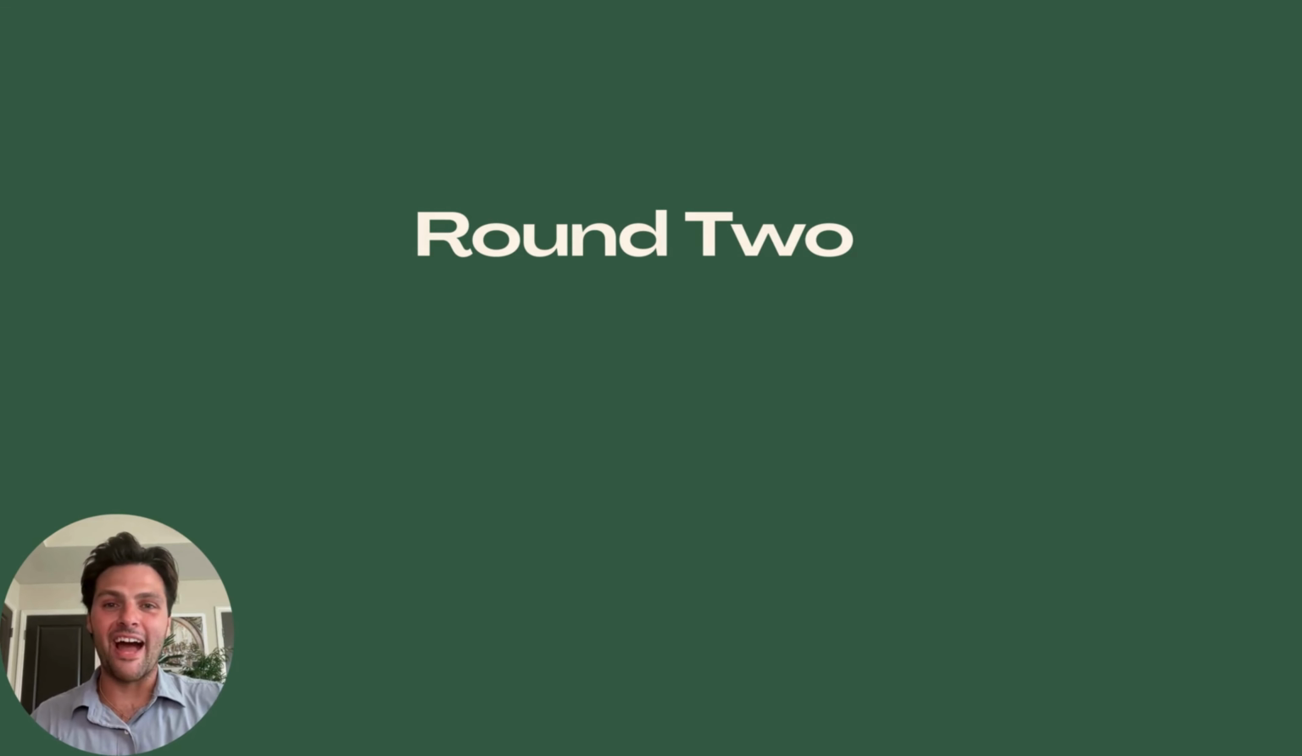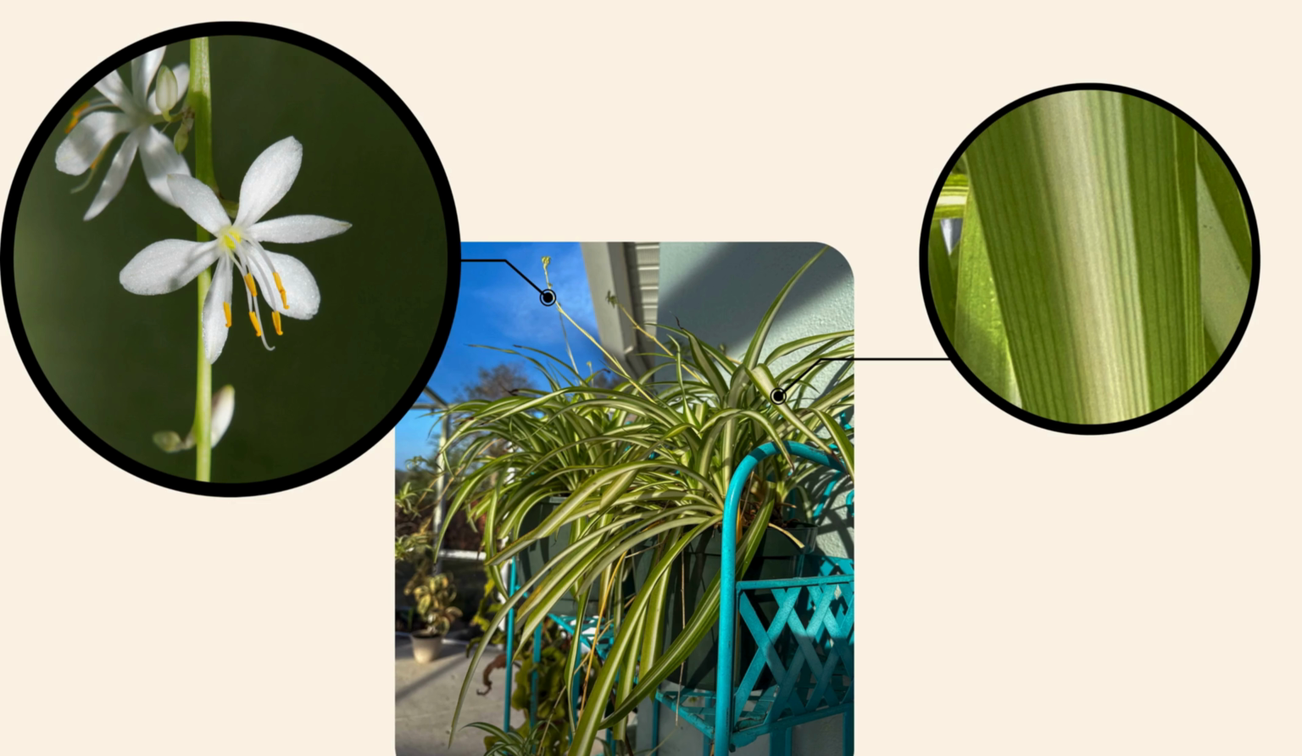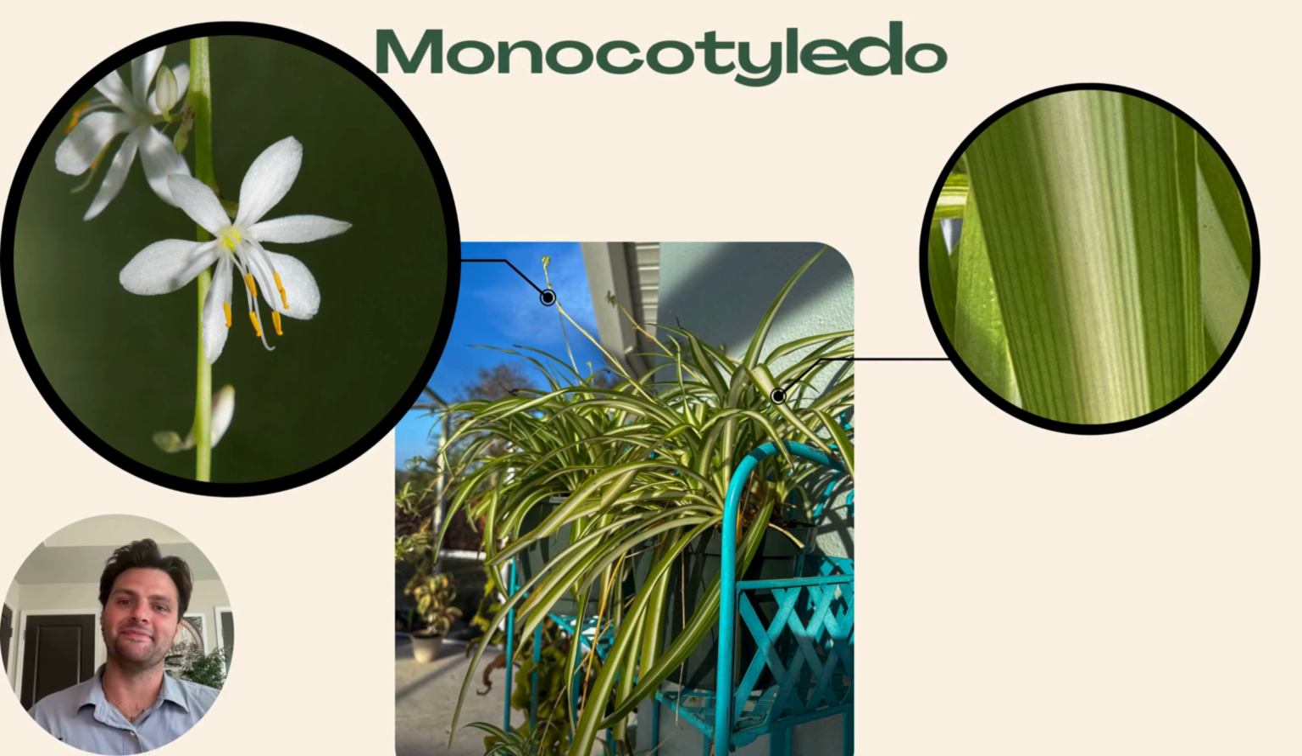All right, round two. Check out those leaf veins and count the flower parts. So, you have an answer, or is it more of a guess? Let's see how you did. Here, we can see parallel leaf veins. Remember, those are the veins that run up and down. And we can see flower parts in multiples of 3, making this a monocotyledon.